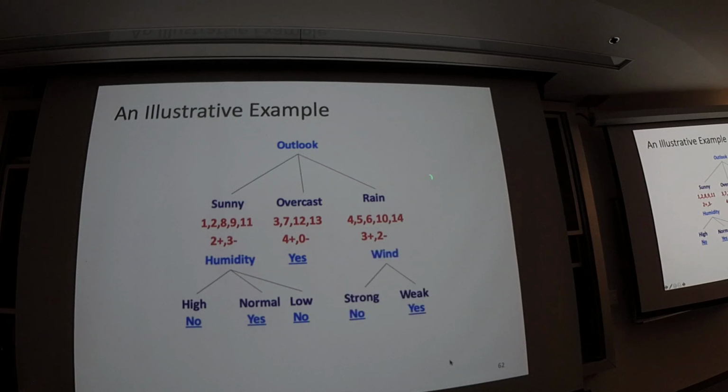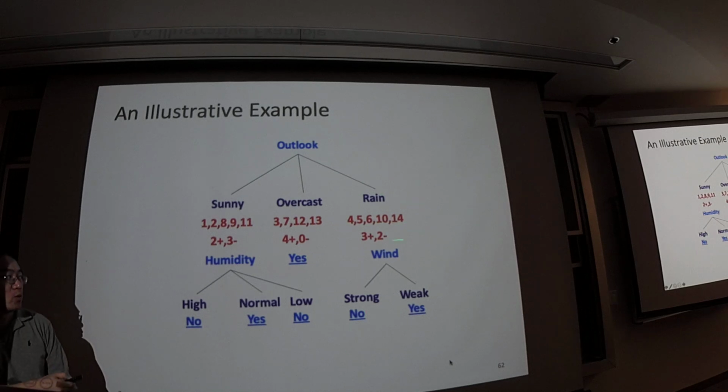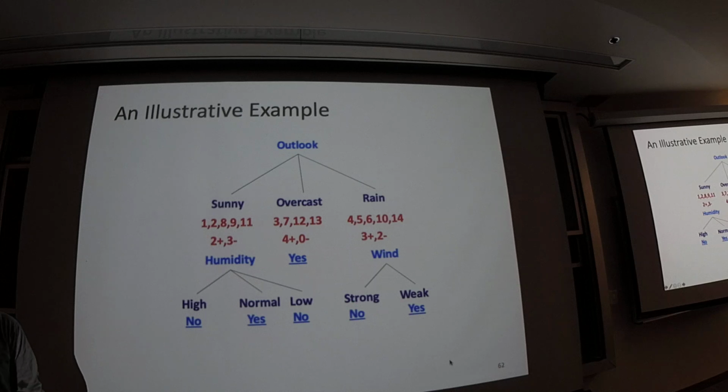A similar procedure applies to the rainy examples. We will choose wind as the best feature to split, and you end up with 2 leaf nodes as well. So now we have finished constructing the whole tree. And you don't have to recalculate the entropy of the subset, because you did that earlier. Yes, exactly. That's a good trick to avoid recalculation.